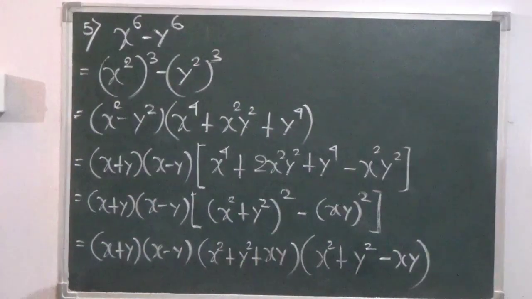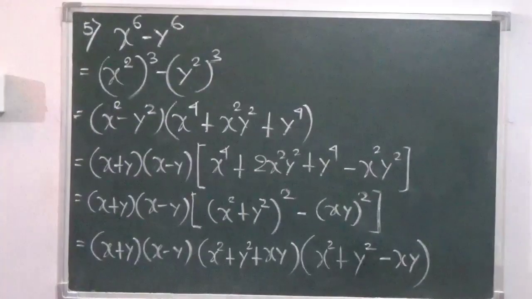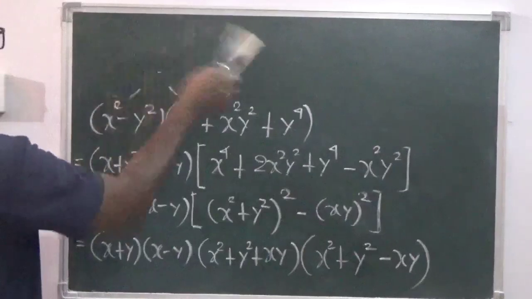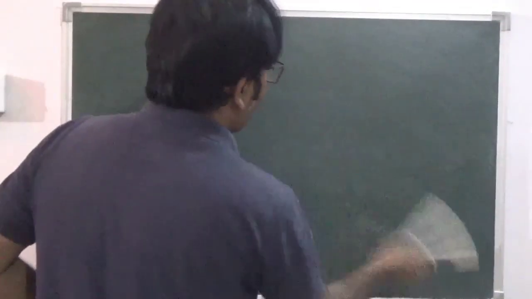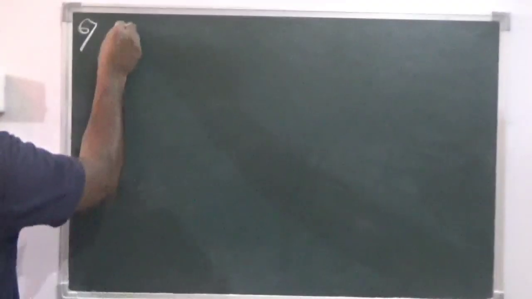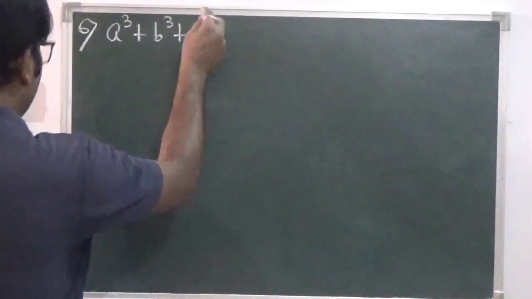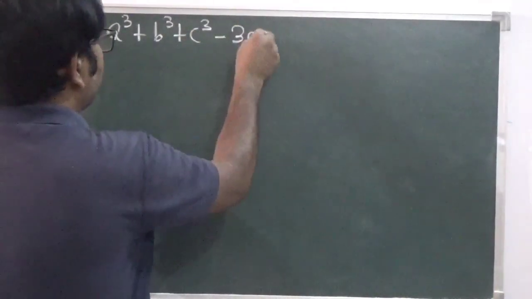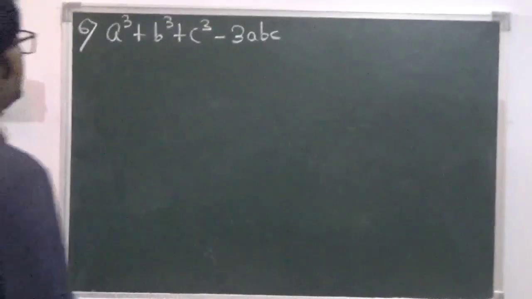So this is how we have to do all these types of questions, right? Now one more question I will do, and then I will conclude this chapter. So question number 6. Factorize a cube plus b cube plus c cube minus 3abc. So let us see to this question.